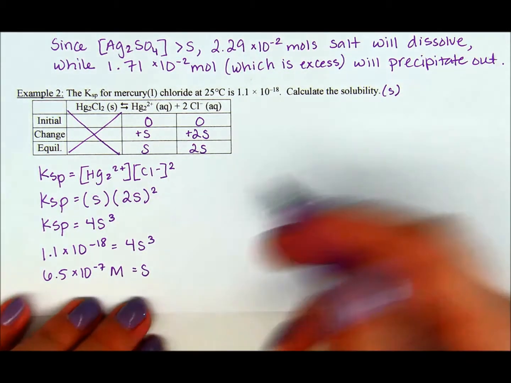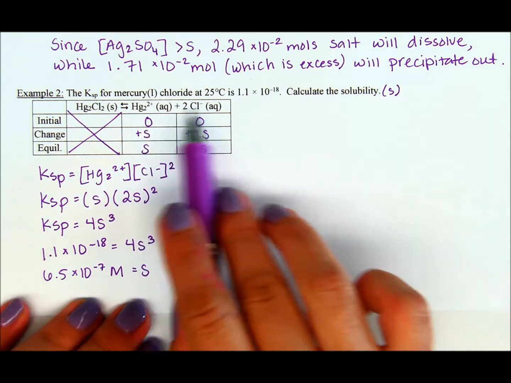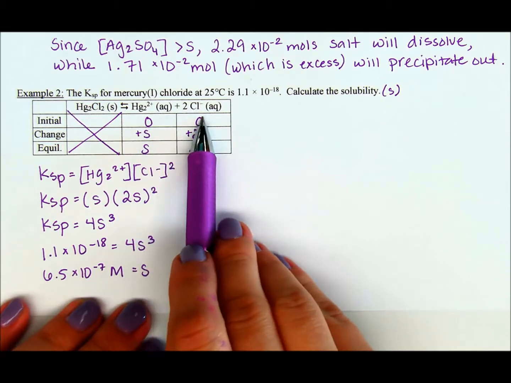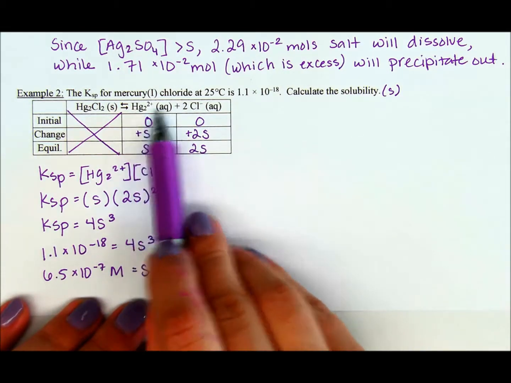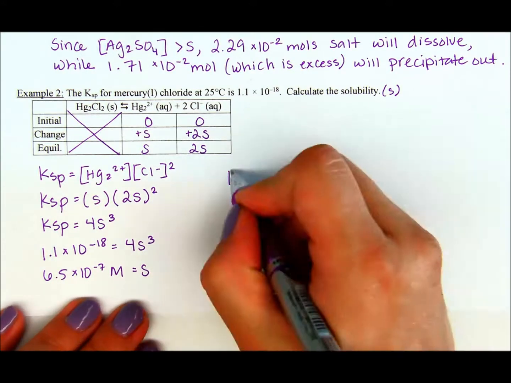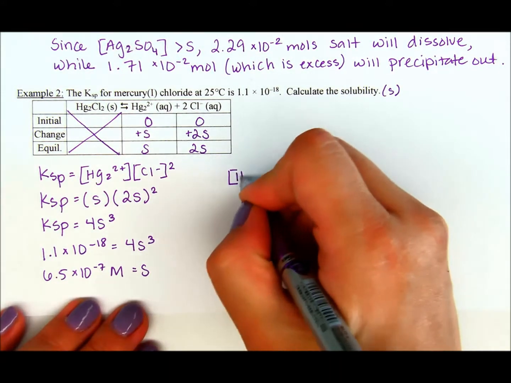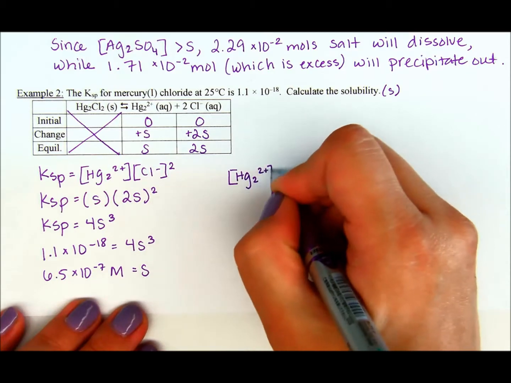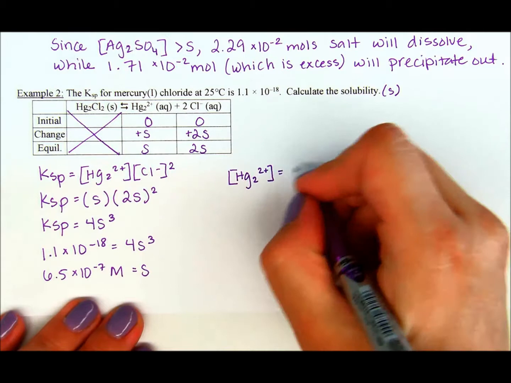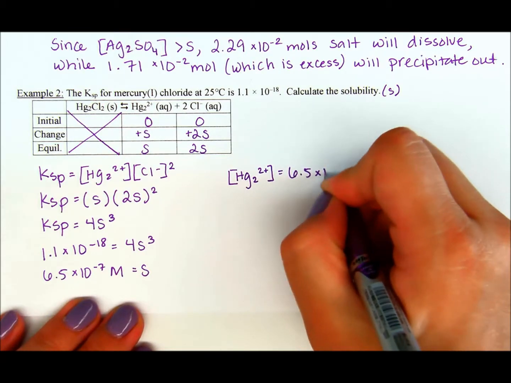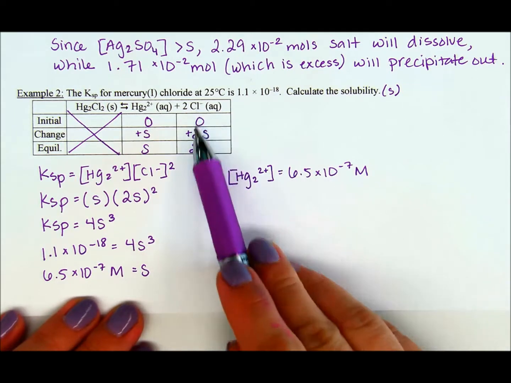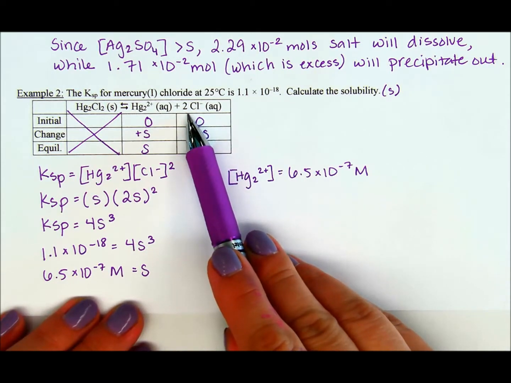So what does that mean? We're going to calculate the solubility for both of these, so for mercury and for chloride. It's because they don't dissociate in the same ratio. So for every 1 mercury, you're going to have 2 chloride here. So the concentration, or the solubility, of mercury 2 plus is just going to be equal to S, because that was just S here. So we already solved for that. 6.5 times 10 to the negative 7 molar. That's its solubility.